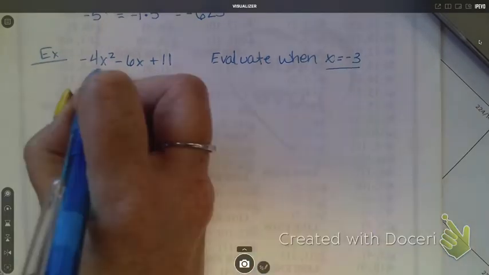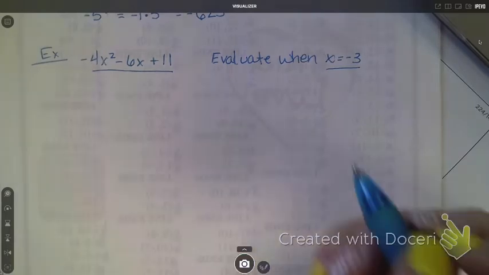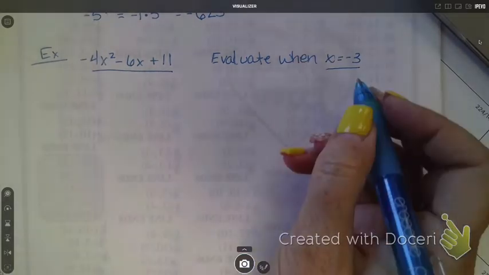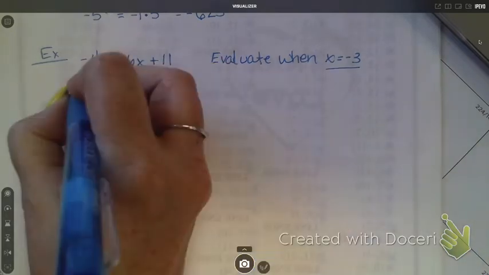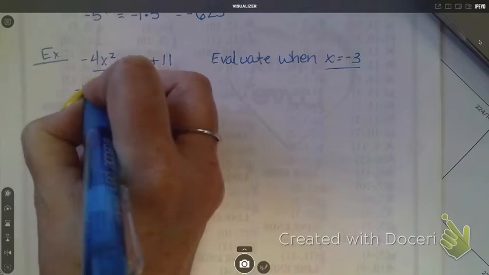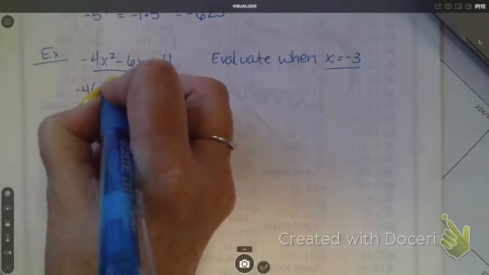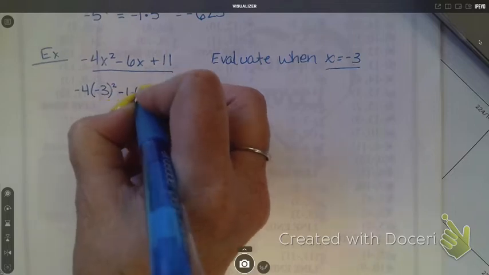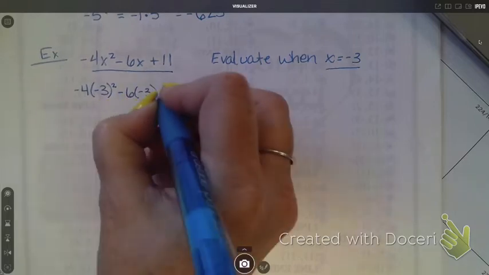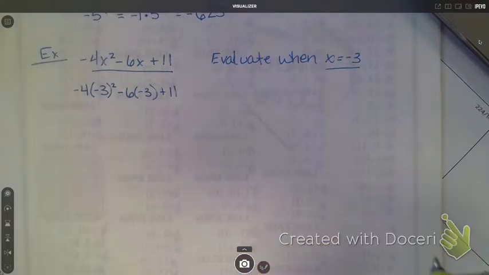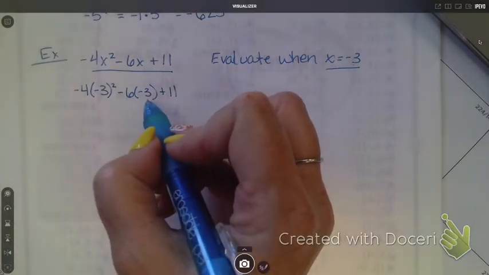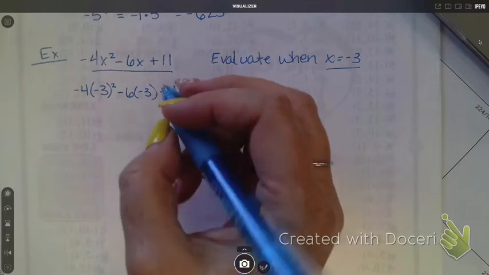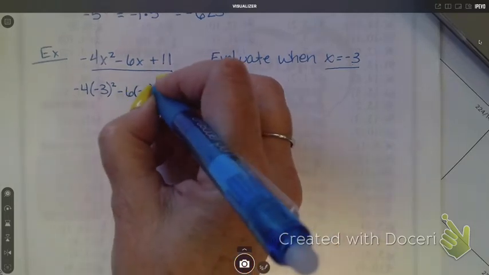So I have an expression. You substitute the x in, the -3 for all those x's, right? Okay. So I'd have -4 times (-3) squared minus 6 times (-3) plus 11. And parentheses are important because if I didn't put a parenthesis, this would be -6 minus 3, wouldn't it? And the parentheses doesn't tell me to subtract, it tells me to what? Multiply.